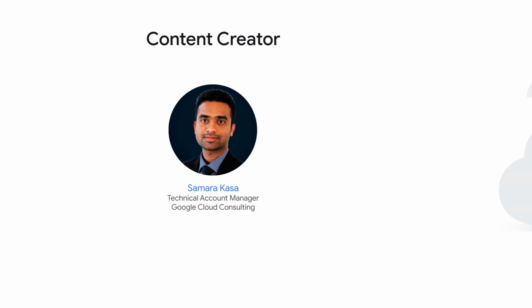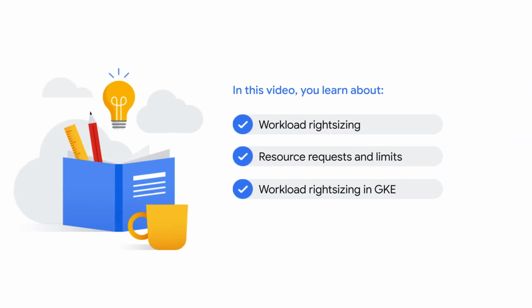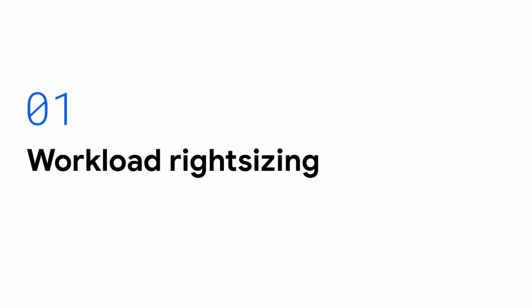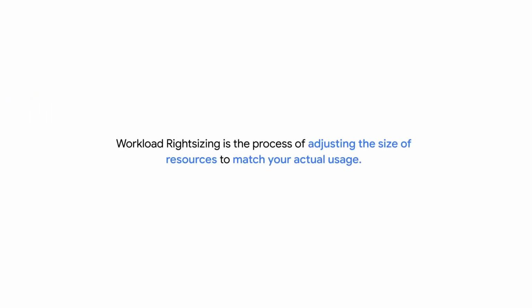Let's dive right in. Over the next few minutes, we will explore workload right-sizing, resource requests and limits and their role in right-sizing, some of the tools available in GKE to help you with workload right-sizing, and some resources for you to follow up with. So, what does workload right-sizing mean? Workload right-sizing is the process of adjusting the size of resources to match your actual usage. This can not only help you save money, but can also improve the performance of your applications.